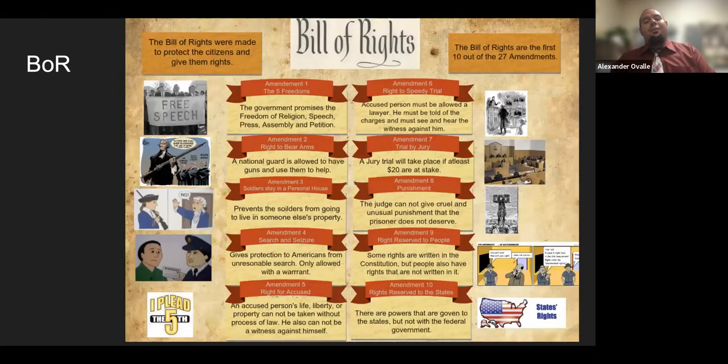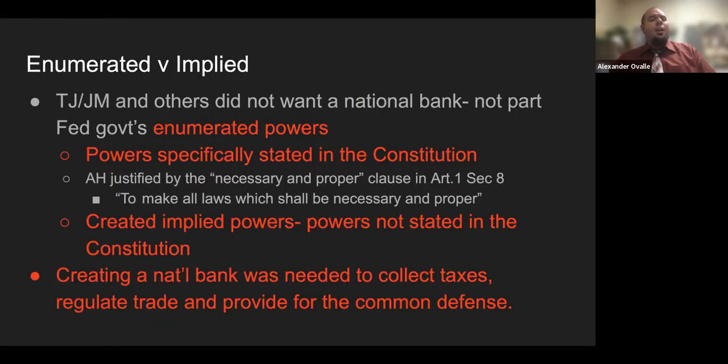Here are the Bill of Rights. The first 10 amendments to the Constitution. Here's a simpler term. If you want to pause it to read it, there you go. So you have enumerated versus implied.